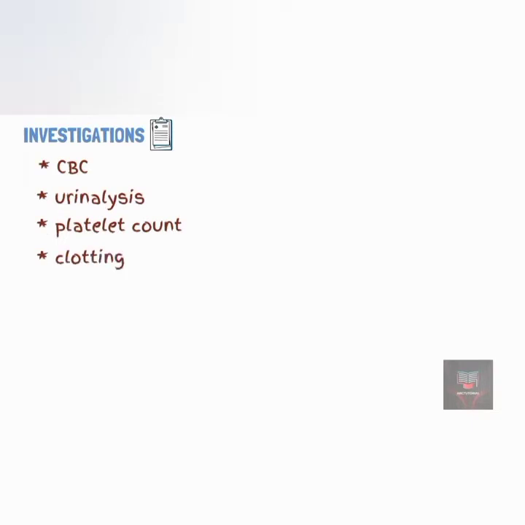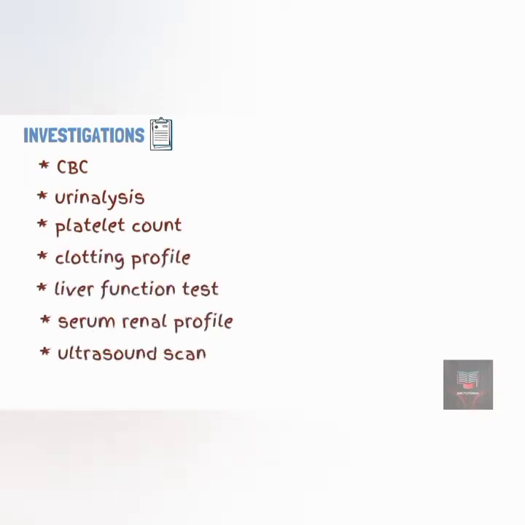In women suspected to have preeclampsia, the following investigations are done to confirm the diagnosis and to rule out complications. The investigations include complete blood count, urinalysis, platelet count, clotting profile, liver function test, serum renal profile, ultrasound scan in order to determine the size of the fetus and the amniotic fluid volume, and also fetal cardiotocograph should be done.